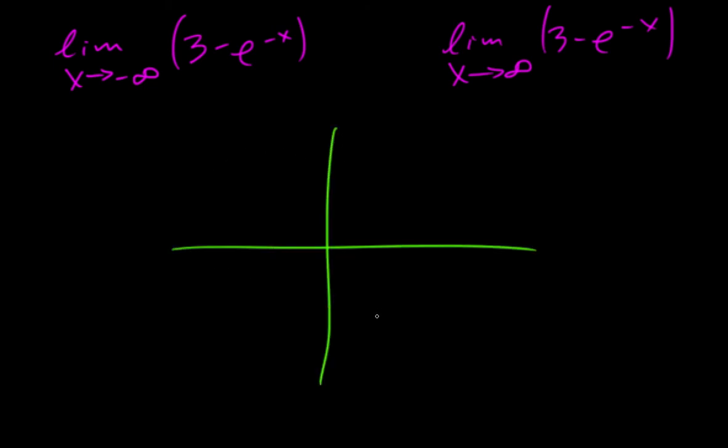So let's draw the graph of this. Once again, feel free just to graph it on a graphing calculator. We see that there's going to be a horizontal asymptote at 3, and it crosses at 2.